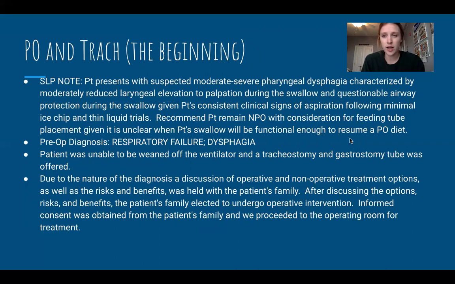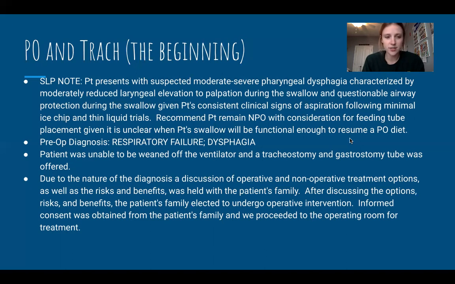And so the doctors made this pre-op note that said, pre-op diagnosis: respiratory failure, which is why she was in here, and then also dysphagia. So she was unable to be weaned off the ventilator, and a tracheostomy and gastrostomy tube was offered. And so this last part is just saying that the family gave verbal consent.